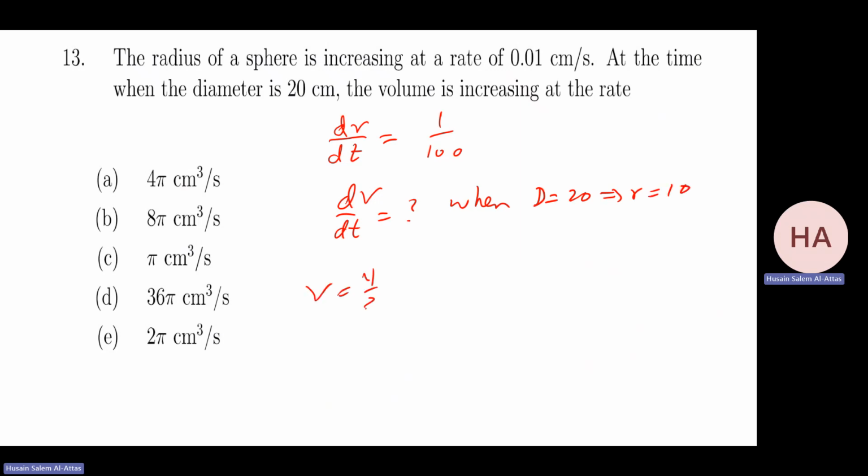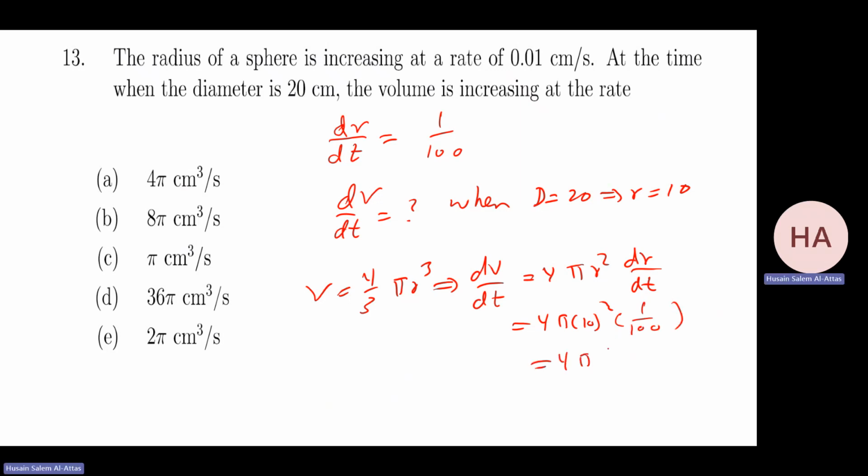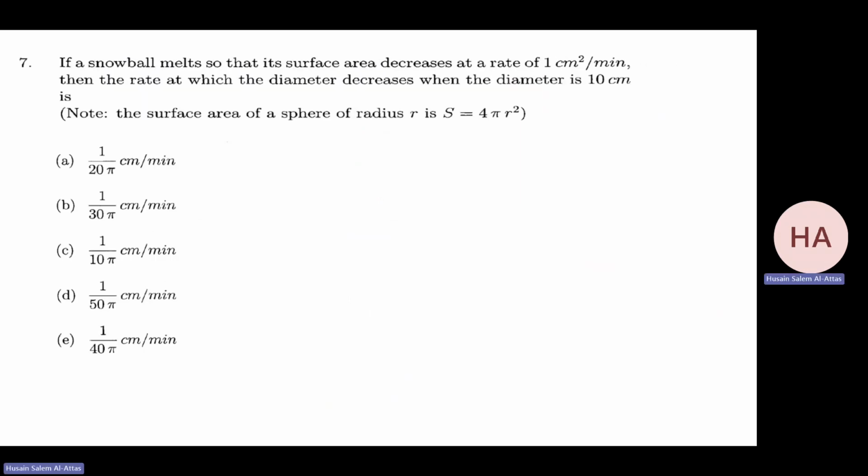And the volume is 4 over 3 pi R cubed. That implies dV by dt equals 4 pi R squared dr by dt. And that will be 4 pi times 10 squared times dr by dt, which is 1 over 100. That will give me 4 pi times 100 over 100, and that will be 4 pi.